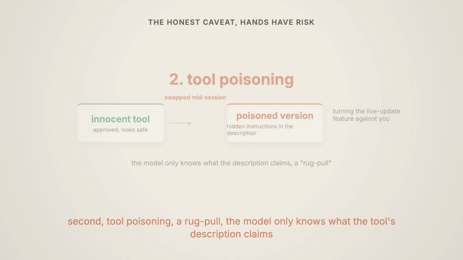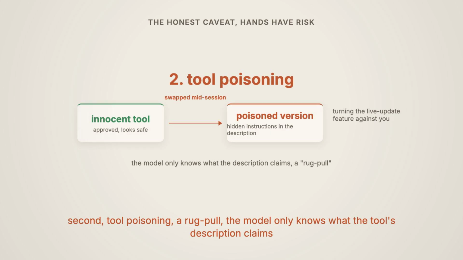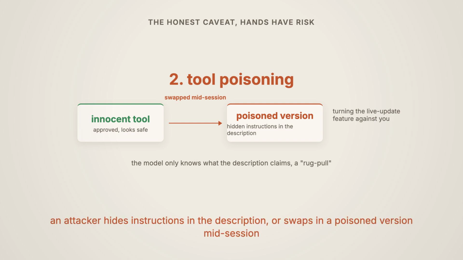Second is tool poisoning, sometimes called a rug pull. The model does not truly know what a tool does. It only knows what the description claims. So an attacker can hide instructions in that description or register an innocent tool, get it approved, then silently swap in a poisoned version mid-session, turning that live update feature against you. There are formally cataloged vulnerabilities of exactly this shape on record.